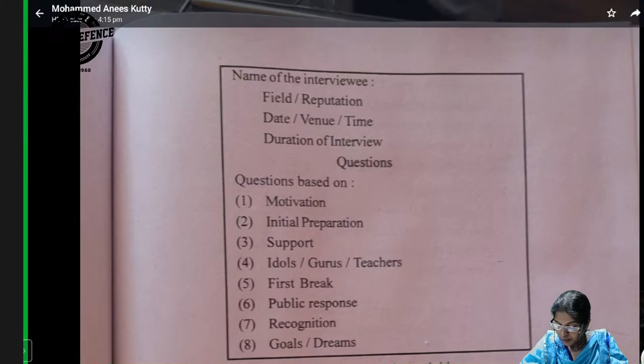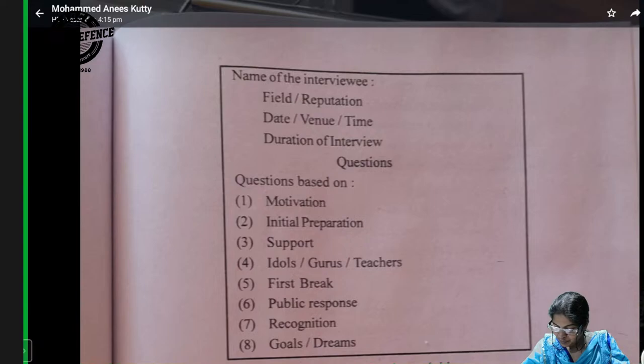Ideals, gurus, teachers, again, simple question. You can also ask a direct question saying, who are your role models, and how have they influenced your acting career? What are some of their valuable lessons or insights that you have got from the mentors that you've had? So that could be another question. Then you could talk about the first break, describe the moment when you got your first break. What was the initial reaction, etc.?